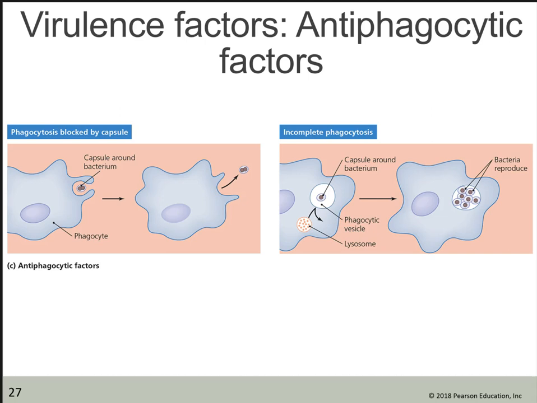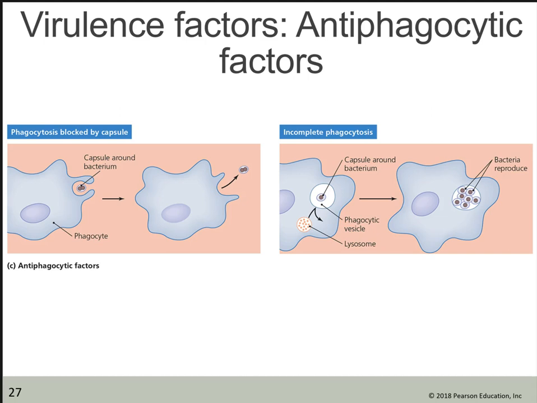Other virulence factors include anti-phagocytic factors. Now, we haven't talked about phagocytes yet, but phagocytic factors are things that enable a cell to engulf another cell. That's phagocytizing a cell. So you could have one cell that phagocytizes another cell. That means that the first cell engulfs the other cell, wraps around the other cell, takes it in, and is able to destroy that cell.